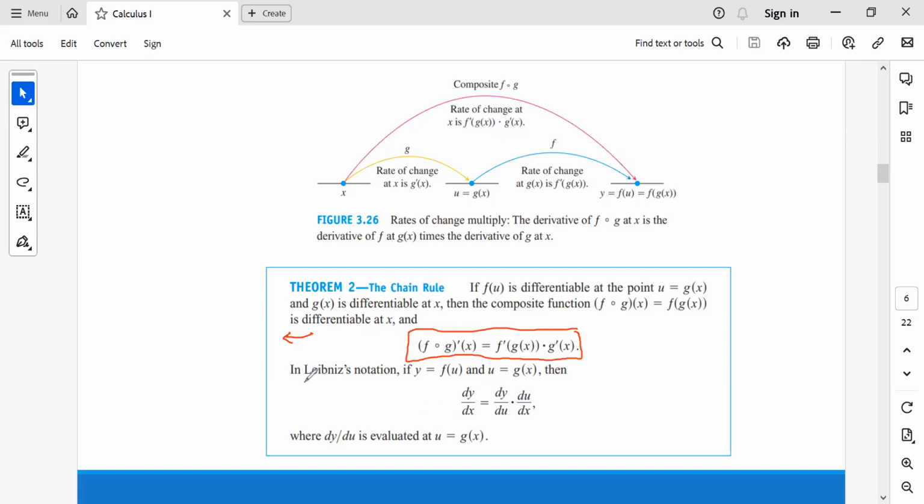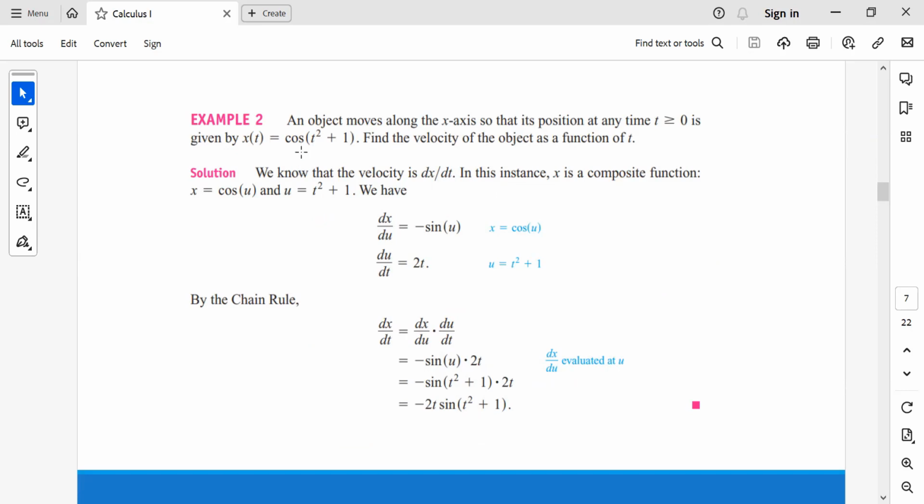Or in Leibniz notation, we say that dy over dx is dy over du times du over dx. Here it's like we introduce a new variable u equals g of x. So we derive y with respect to this new variable, times the derivative of the new variable in terms of x. So let's see an example of the application of the chain rule.